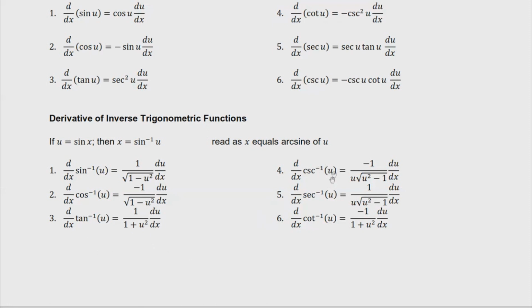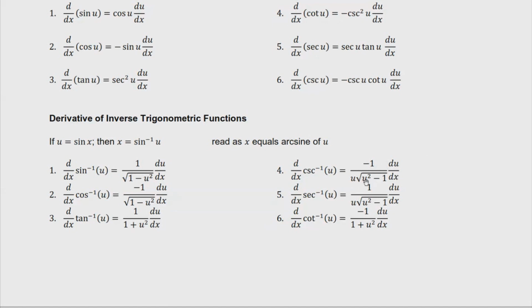Now you proceed with cosecant inverse of u. Now remember, when you're differentiating trigonometric functions that start with co, the resulting answer to that would always be negative. Like this one, that's cosecant inverse of u, or the arc cosecant of u. So the derivative is not the reciprocal of this derivative of sine, but there's a different rule for that. So we have negative 1 over u and then square root of u squared minus 1.